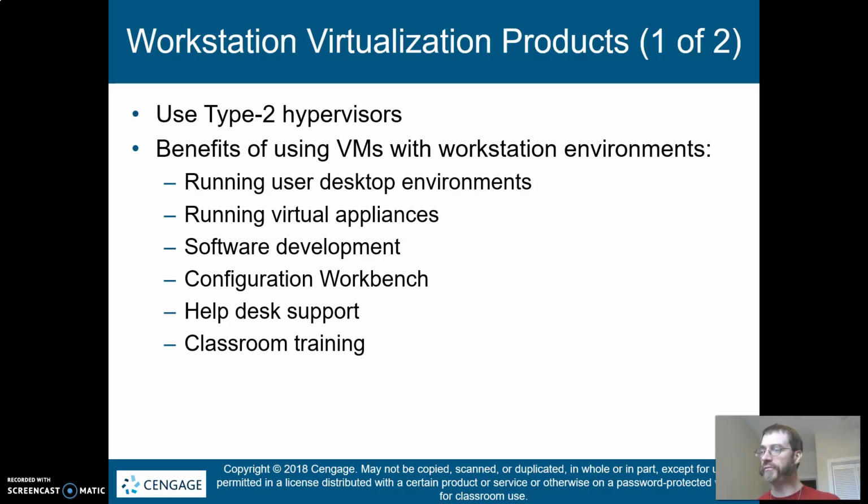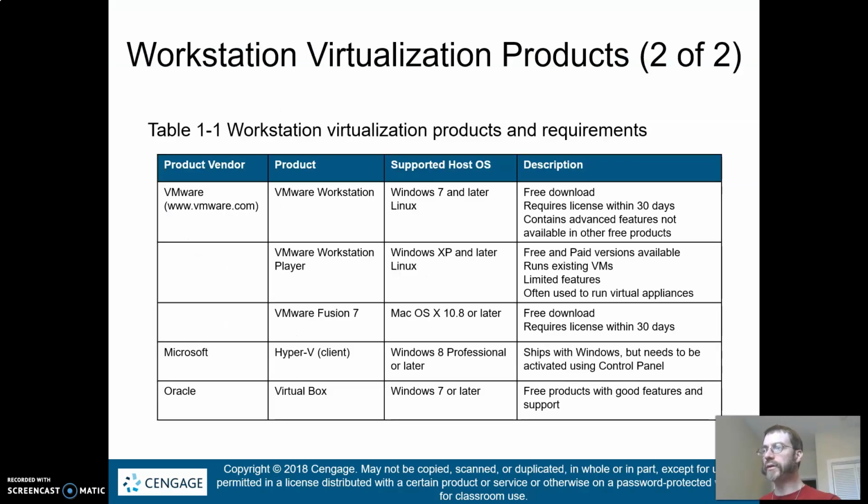Let's talk about some of the available workstation products. Now, I note that this is not an exhaustive list. There are things that are not on this list. Say, for example, Parallels is not on this list. Parallels is a virtualization option for Macintosh. So we've got VMware, we've got some Microsoft options, we've got Oracle VirtualBox, and there are other virtualization products.